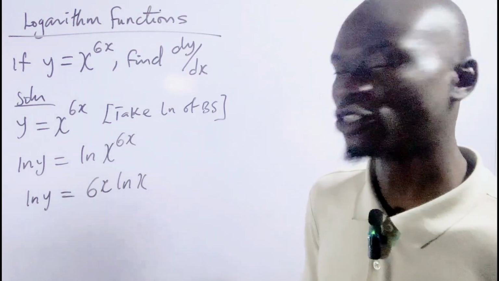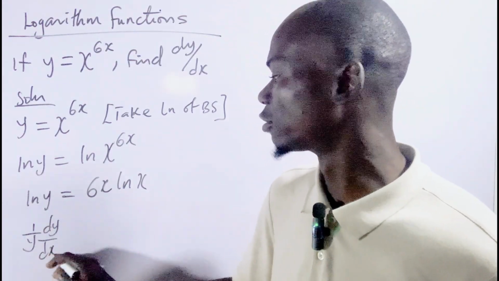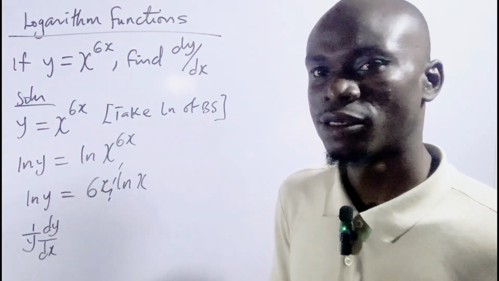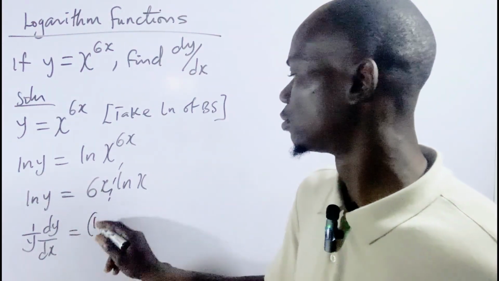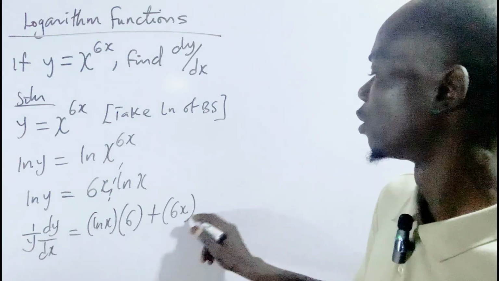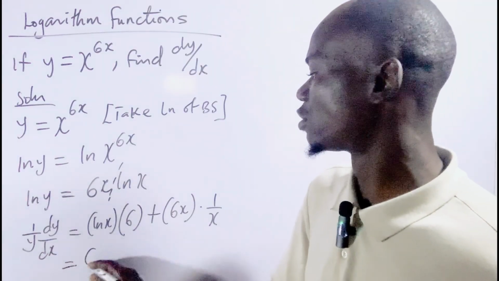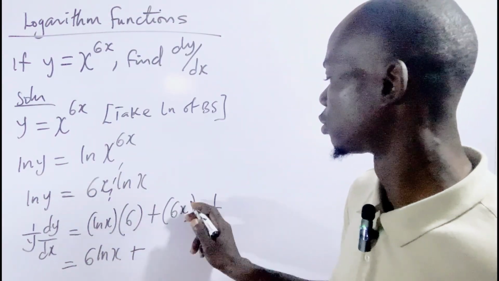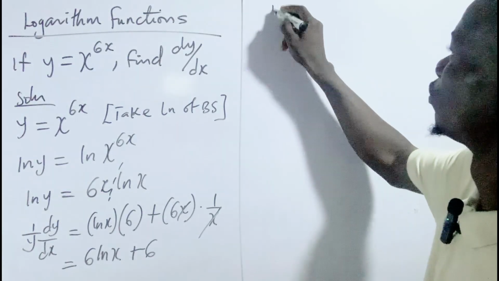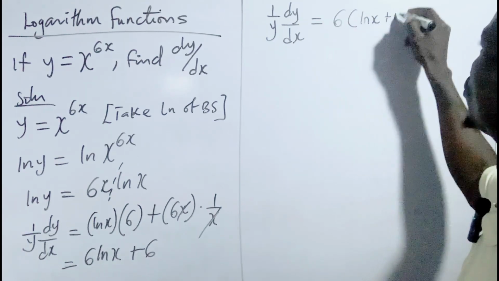And when you have done that, you can differentiate both sides. If you differentiate ln y, that's 1 over y dy over dx. We are differentiating with respect to x, remember? Then differentiating these, this is product rule. So leave the second, differentiate the first, plus leave the first, differentiate the second. When we simplify this, we'll have 6 ln x plus 6, bringing us to 1 over y dy/dx equal to 6 bracket ln x plus 1.